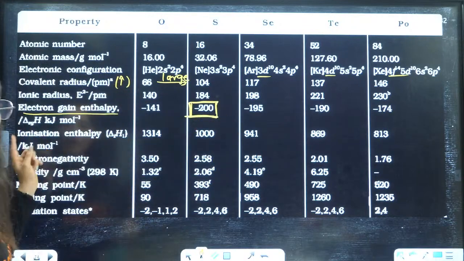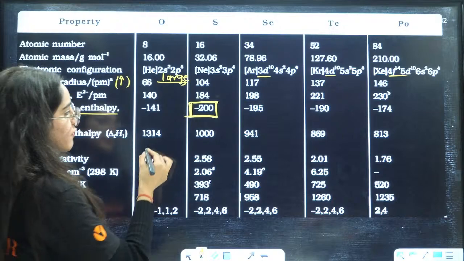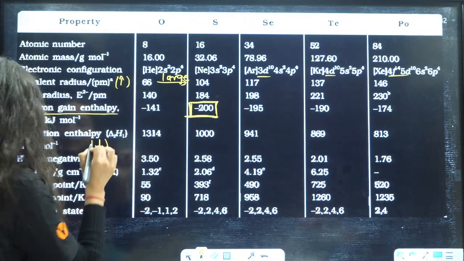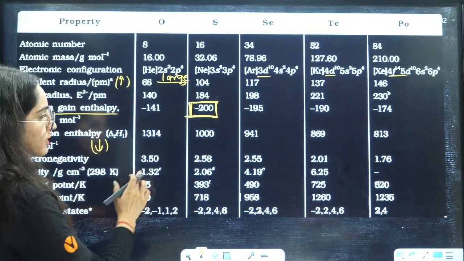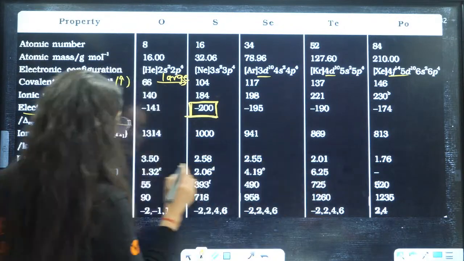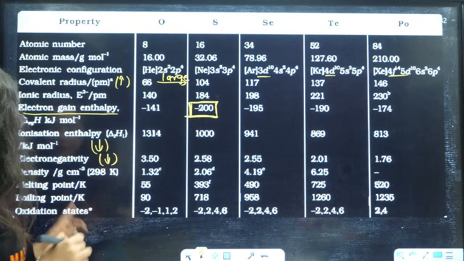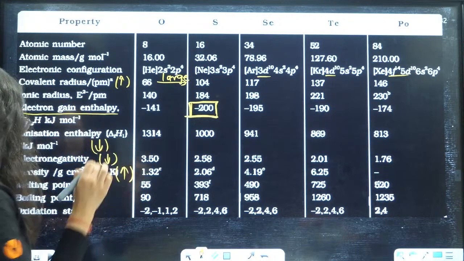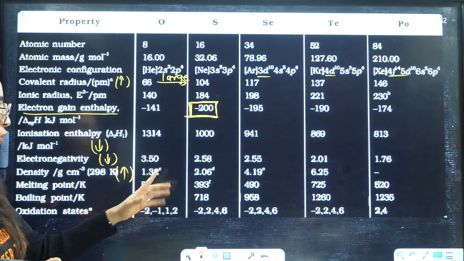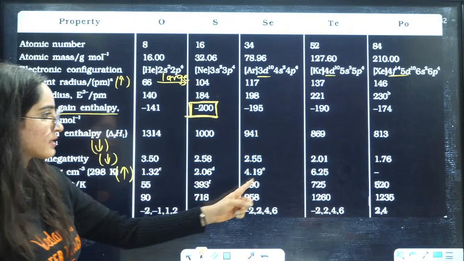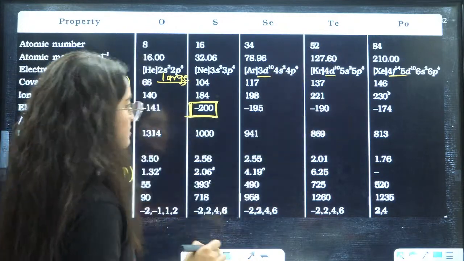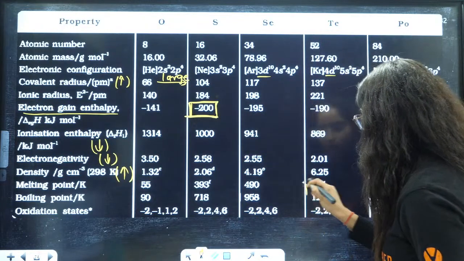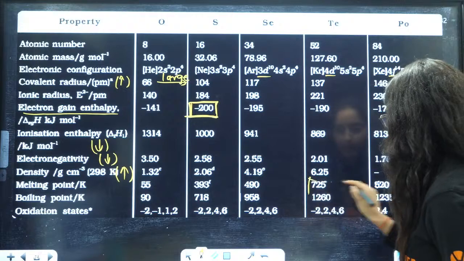Then we have ionization enthalpy. It is definitely decreasing, decreasing, decreasing, with no exception. Electronegativity is also decreasing down the group. Density is increasing down the group. Melting point first increases, increases, increases, then decreases at polonium. So you can see a variation in this part, right?